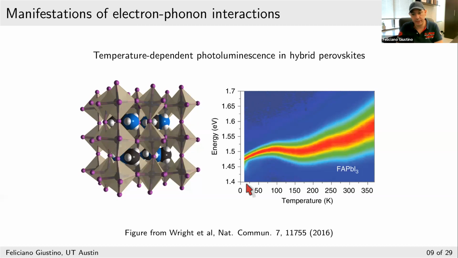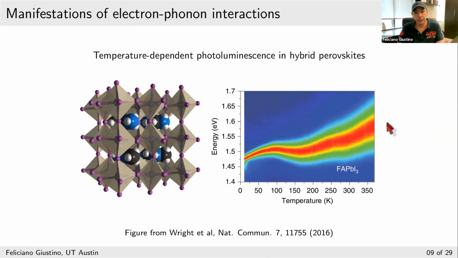So these lines here at a given temperature are the peak of the photon emission at each temperature. You can see that this peak goes from maybe 1.47 electron volts to maybe 1.57 electron volts at high temperature. So there is a dependence of this band gap on the temperature. This is also, again, an effect of electron-phonon interactions.